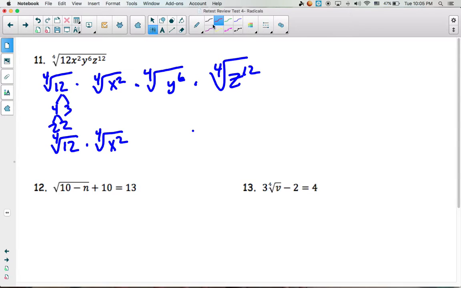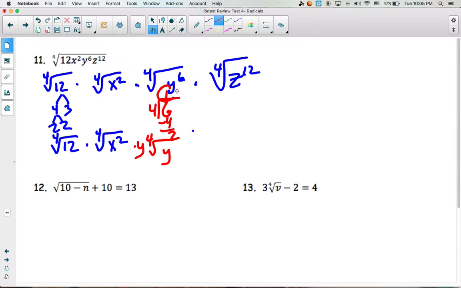I'm going to take the 6, the exponent on the inside, and divide it by the radical or index, which is 4. 4 can go into 6 one time. 1 times 4 is 4. I subtract, which gives me a remainder of 2. Now, if you take the exponent inside and divide by the index and there's a remainder, then you are going to have a radical. So what that means is I'm going to have a y outside. I'm going to have the 4th root, the radical, and I'll have a y inside.